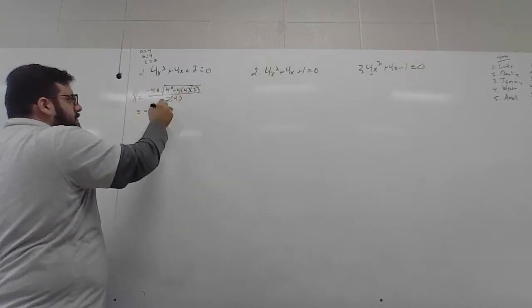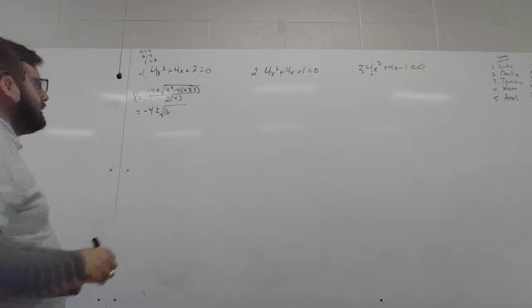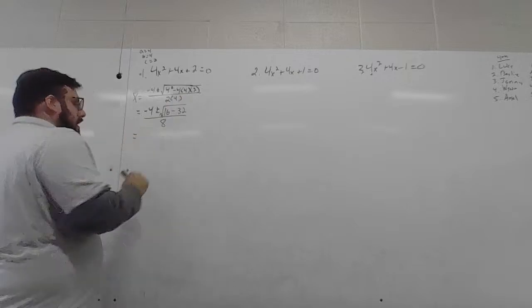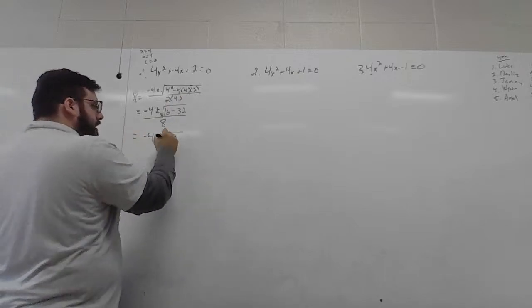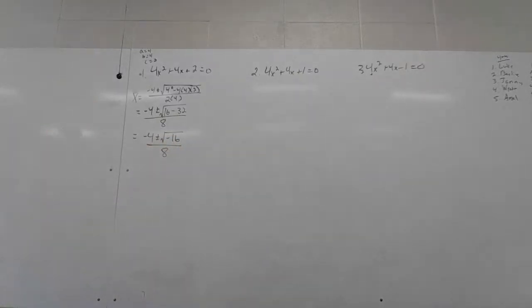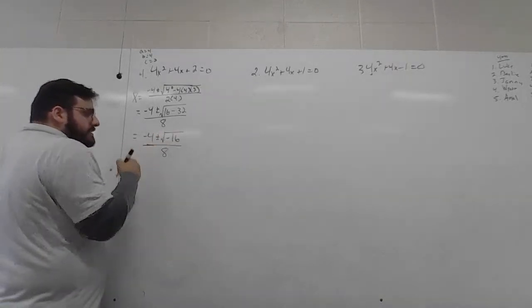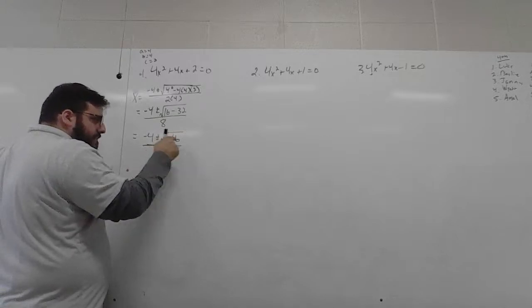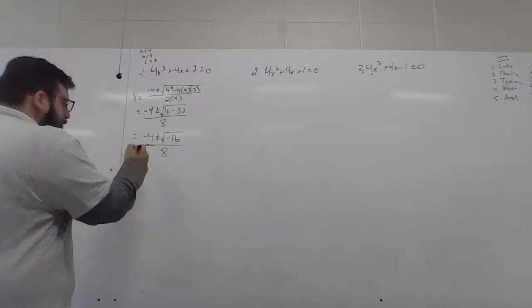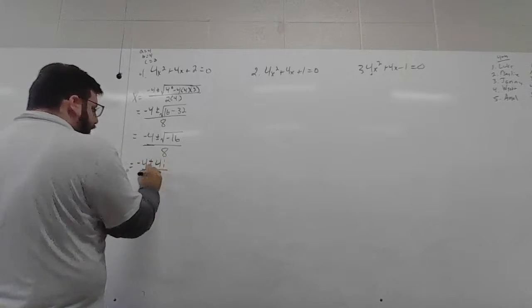Negative 4 plus or minus the square root of 4 squared, which is 16, minus 4 times 4 is 16, times 2 is 32. So that's 16 minus 32. 2 times 4 is 8. So that's negative 4 plus or minus the square root of negative 16 over 8. A little while ago, we talked about complex numbers, so we can figure out a solution by removing the negative and putting an i behind the square root. 16 is a perfect square, and the square root of 16 is 4. So this reduces to negative 4 plus or minus 4i over 8.